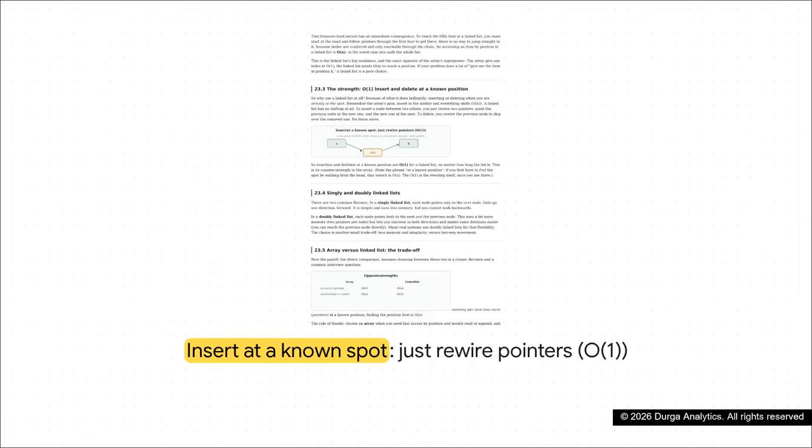With a linked list, if you want to insert a new node, let's call it new, between node A and node B, you literally just rewire 2 pointers. You point A to new and new to B. That operation takes O of 1, constant time. It doesn't matter if the list has 10 items or 10 billion items. You're just updating 2 memory addresses, and you're done.